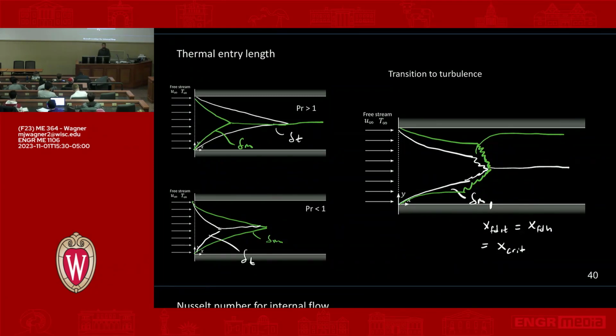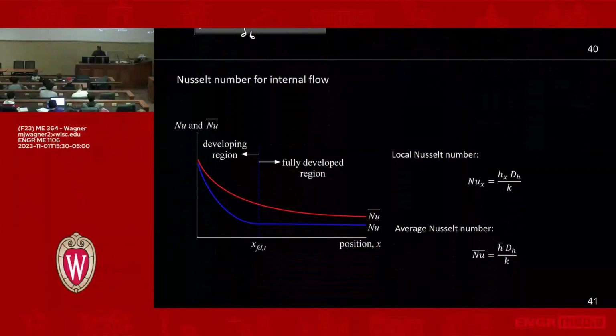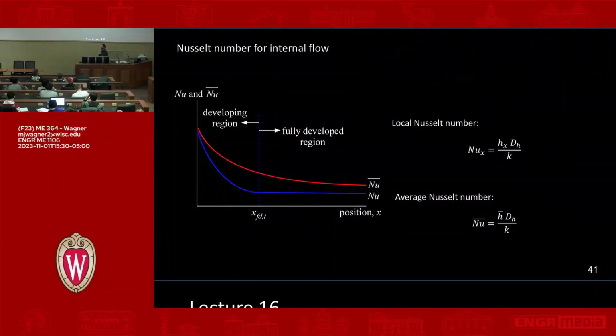Okay. One last thing. Let me just sketch. Oh, I already did this, so you don't have to do it. I just sketched out the Nusselt number, so it's very much like the friction factor and the average friction factor. Here we have the local Nusselt number and the average. It's the same considerations. We're integrating past this fully developed point, so the average will continue to change. It will eventually converge to the local fully developed value, but it's sort of the same ideas there.